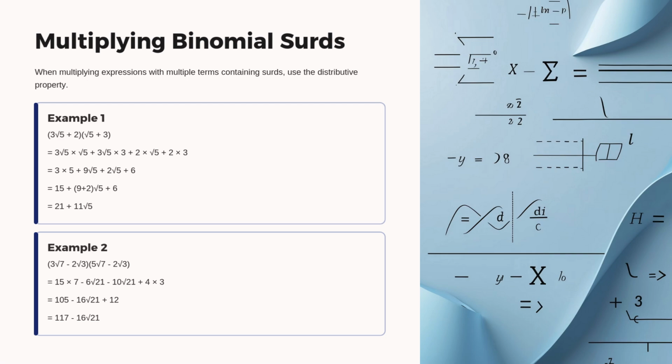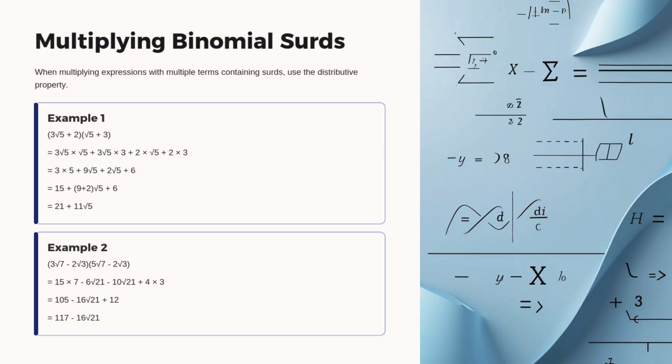Example 2. (3 times the square root of 7 minus 2 times the square root of 3) times (5 times the square root of 7 minus 2 times the square root of 3) equals 15 times 7 minus 6 times the square root of 21 minus 10 times the square root of 21 plus 4 times 3. This is obtained by applying the distributive property and multiplying each term carefully.